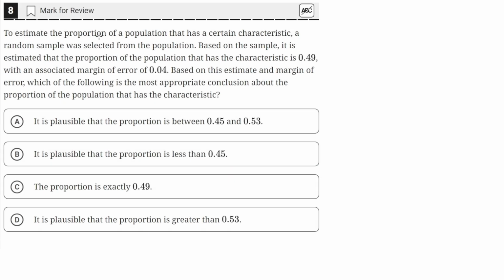To estimate the proportion of a population that has a certain characteristic, a random sample was selected from the population. Based on the sample, it is estimated that the proportion of the population that has the characteristic is 0.49, with an associated margin of error of 0.04. Based on this estimate and margin of error, which of the following is the most appropriate conclusion about the proportion of the population that has the characteristic?